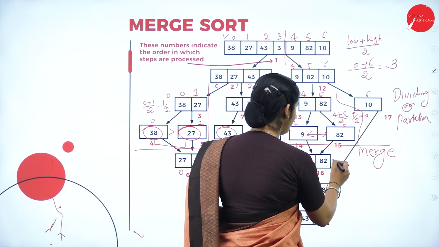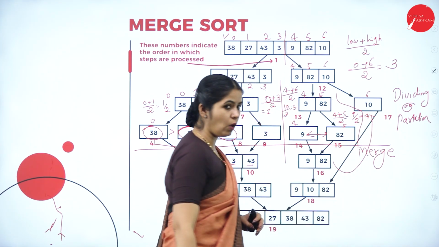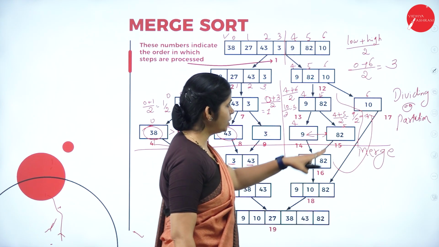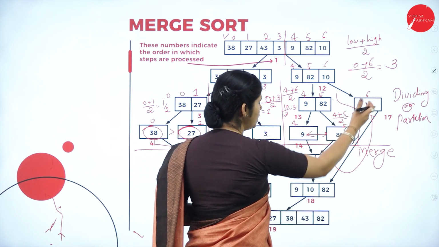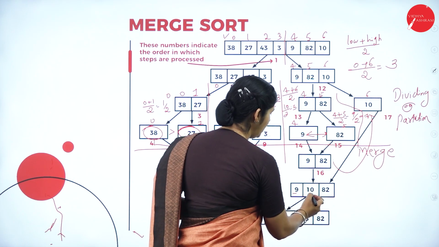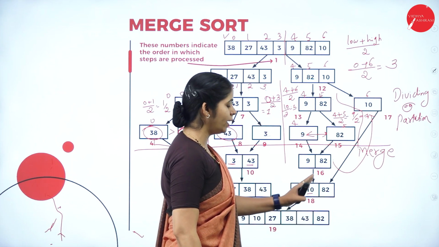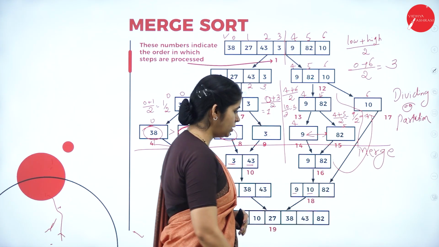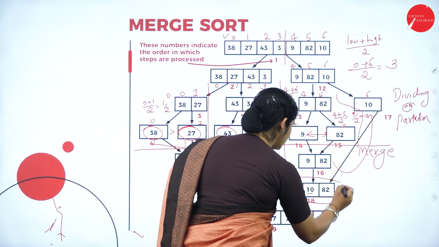Then, this has to be compared with this element also. So, 9, 82 and 10, when we are merging these three elements, after 9, 10 is the next largest value and 82 is one more largest value. So, we will get this.